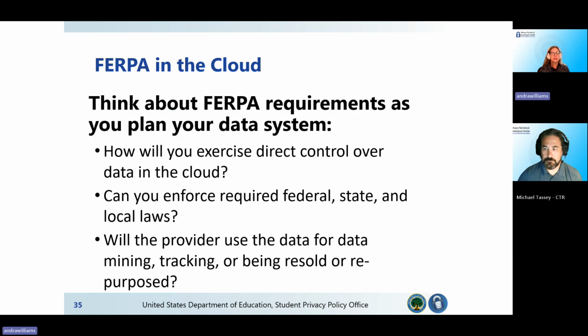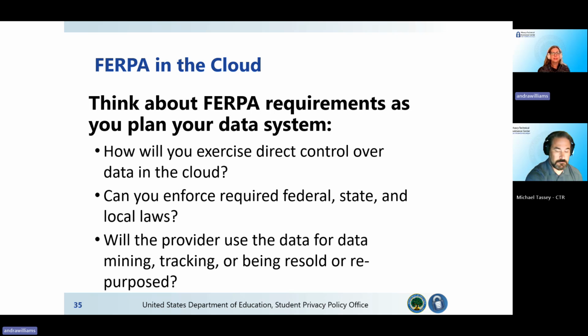And then you also need to think about FERPA. For example, if you have data stored in the cloud, FERPA requires you to have direct control over those data. So how are you going to do that if your data is stored someplace else? How are you going to enforce other federal, state, or local laws? Can you access your data? Remember, it's your data when you need it. And if for some reason you can't, again, huge red flag with that provider.